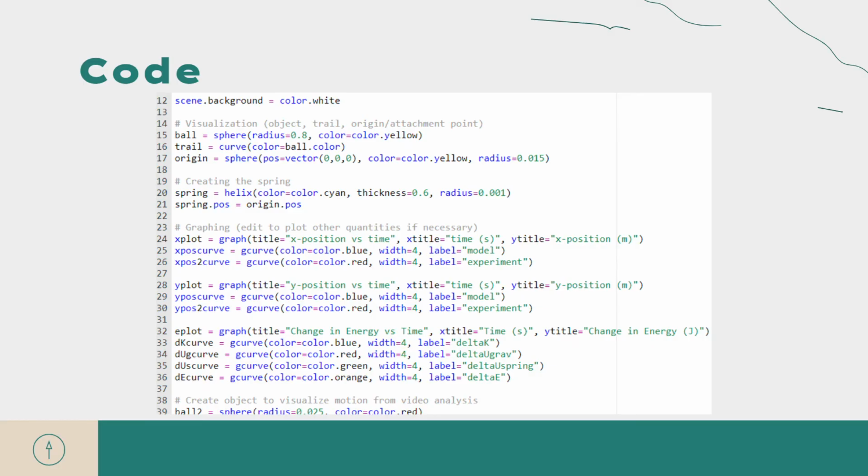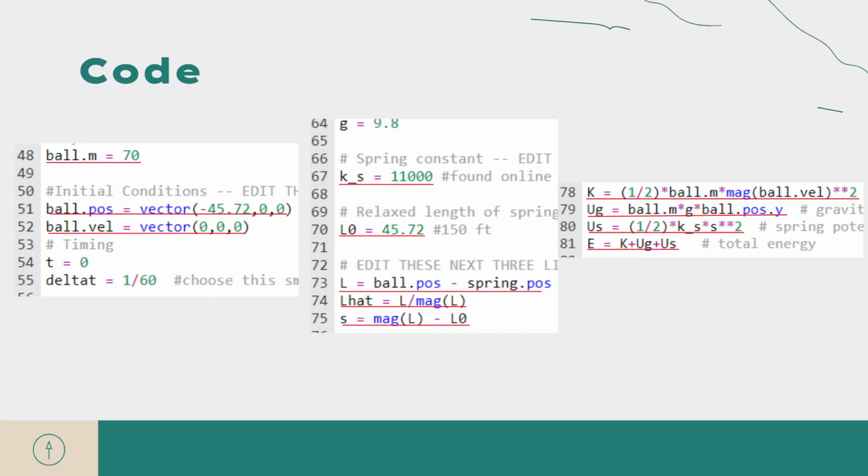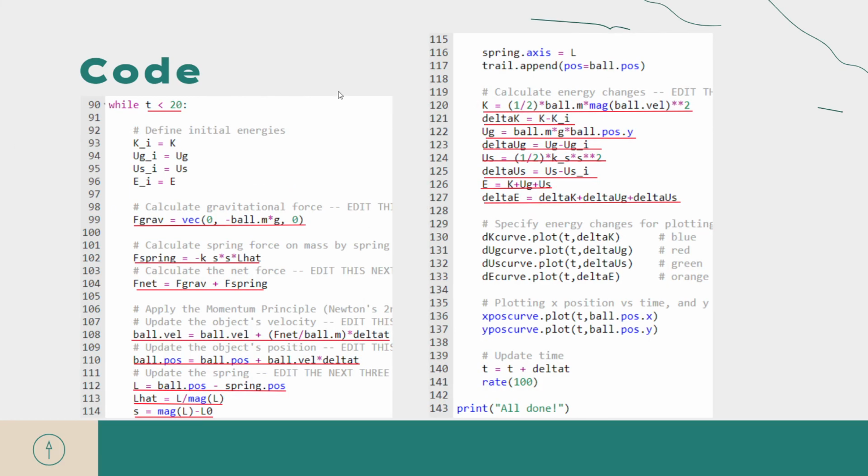So I have all the visuals here in the code, and then this is the part that I actually plugged numbers in for. I put the mass in, all the initial conditions, the position, velocity, all that, the constant K, L naught. And then I found L by subtracting the position of the person from the spring, and then I found L hat and s, and then I found all the energies: kinetic energy, gravitational potential, spring potential, and then I found total energy by adding all these up.